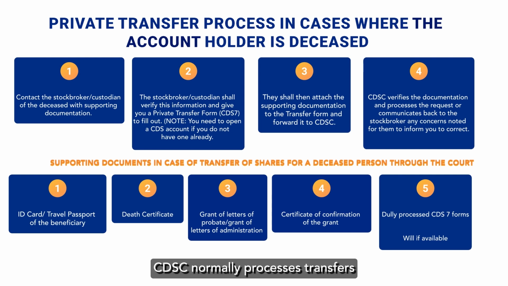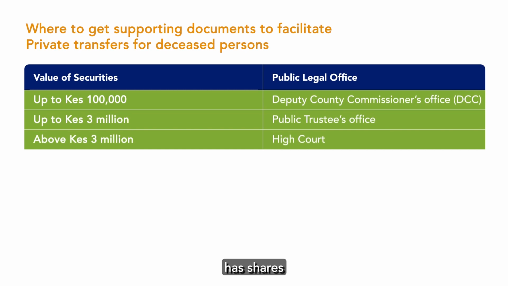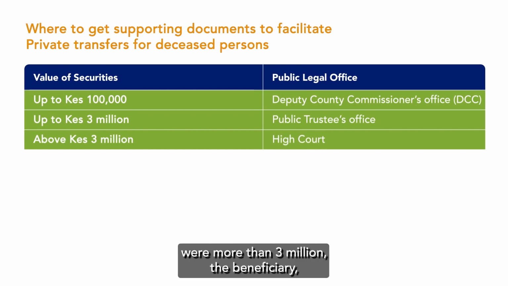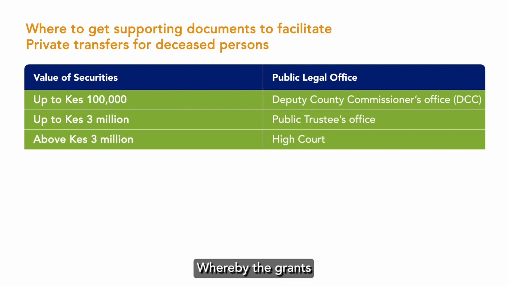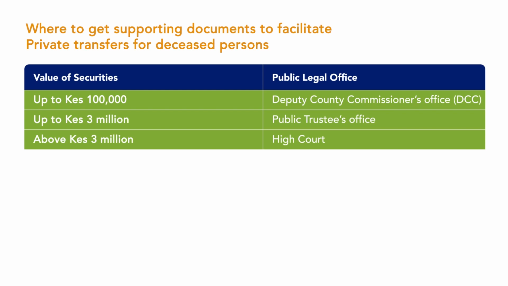CDSC normally processes transfers through the court where the value of the shares is above 3 million. So if a beneficiary has shares from a deceased person where the deceased person's shares were more than 3 million, the beneficiary will need to go to the court and acquire the grant and the letter of administration, whereby the grant confirms or advises the beneficiary of the estate of the deceased person.